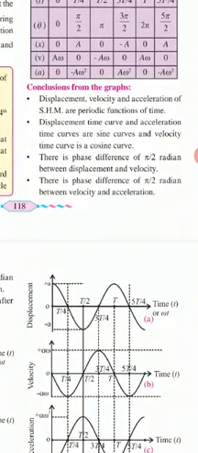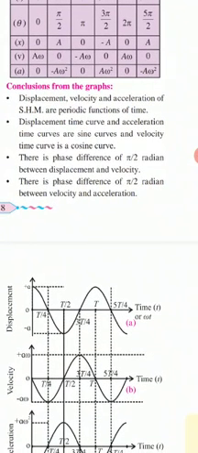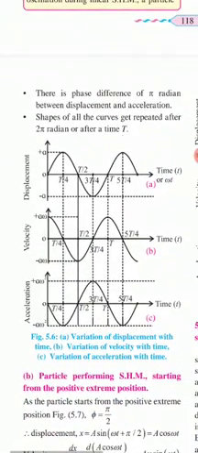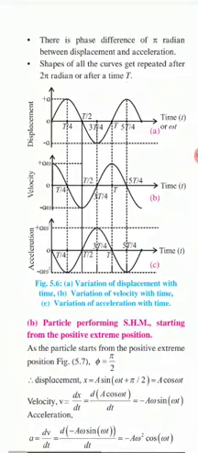So see this: displacement, velocity, and acceleration of SHM are periodic functions. If you consider all these, they are periodic functions, because it will be 0, 90, 180, 270, and 360. So that we call them periodic functions of time. Then the displacement-time curve and acceleration-time curve are sine curves.